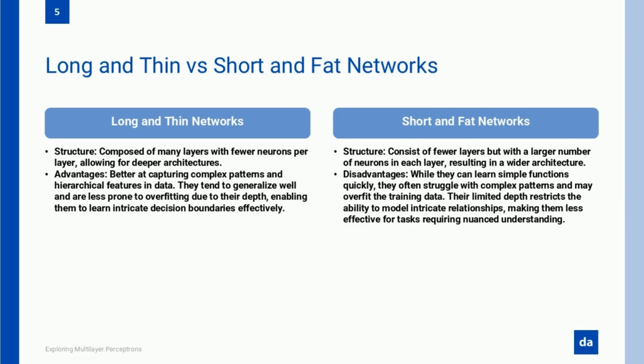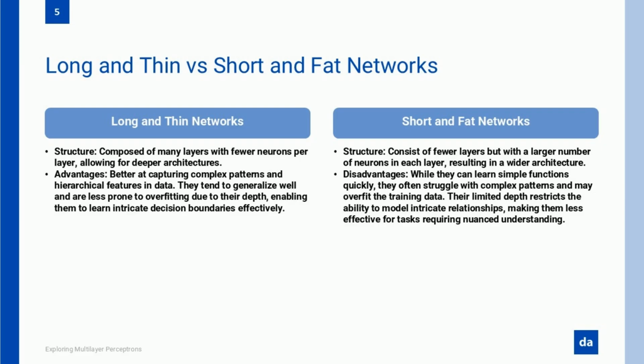The problem with short and fat networks is that they're great at memorization, but terrible at generalization. If you throw enough neurons at the problem, the network will eventually memorize patterns in the training data, but when faced with something new, it completely falls apart. It's like cramming for an exam and forgetting everything the next day.